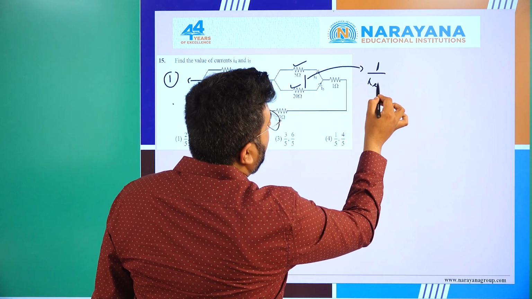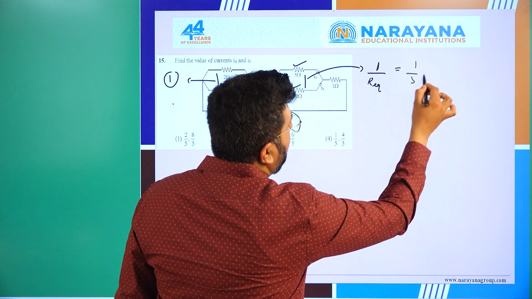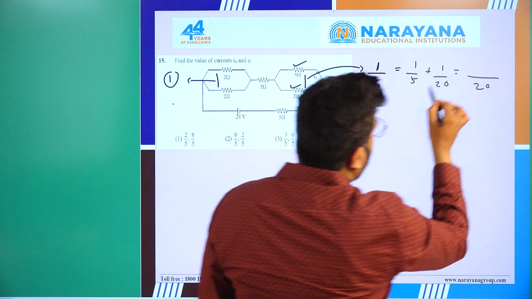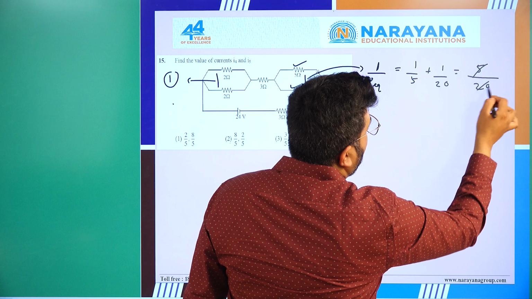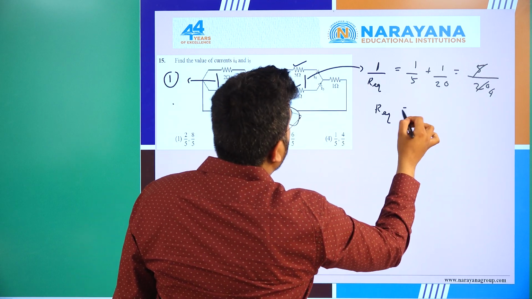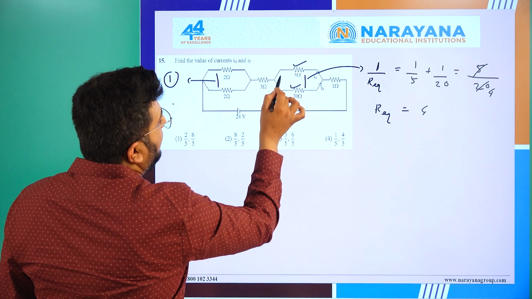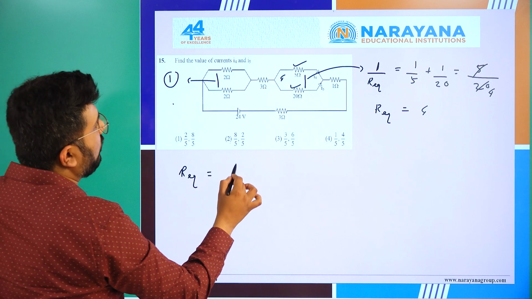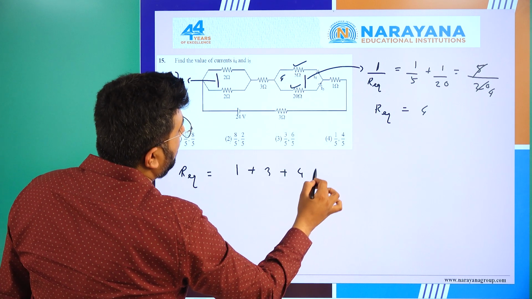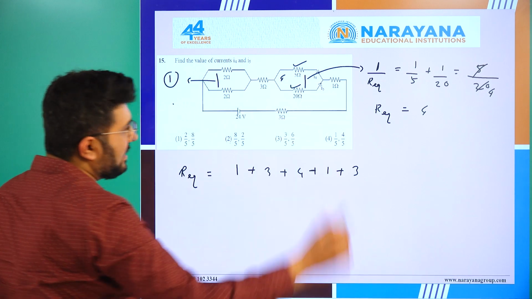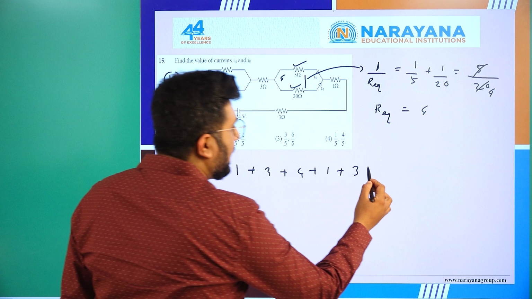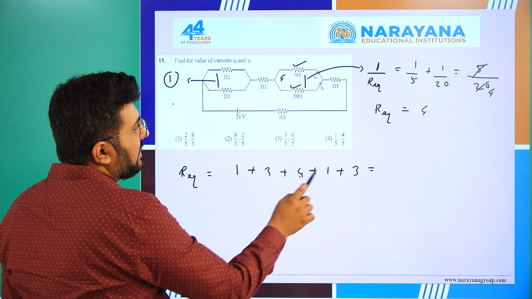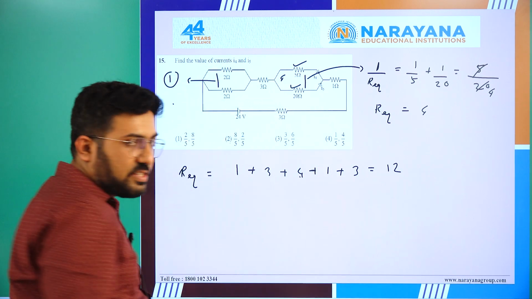1 by R equivalent equals 1 by 5 plus 1 by 20, which will give you LCM. Let's take 20, 4 plus 1, 5 by 20. From here I will get R equivalent equals 4. So this two together will give you 4. This is 1, this is 3. So total R equivalent will be 1 plus 3 plus 4 plus 1 plus 3. All are in series. So what will be the R equivalent then? The R equivalent will be 1 plus 1, 2, 4, 6, 9, 12. So R equivalent is equal to 12.